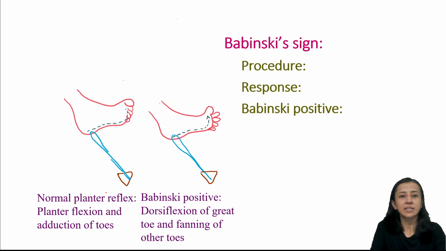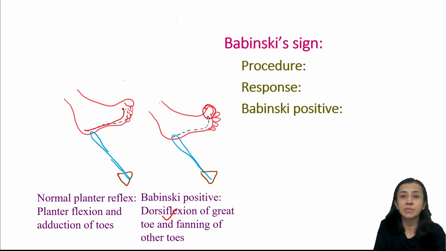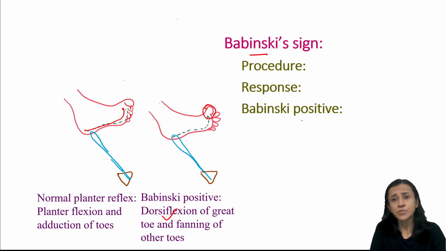As we have discussed the normal plantar reflex, when you give a stroke with the pointed end of the hammer, starting from the sole to the toes, the normal response is plantar flexion and adduction of all the toes. That is the normal plantar reflex. And what is Babinski sign? The same thing you have to perform, and the response would be dorsiflexion. Either the whole foot gets dorsiflexed or dorsiflexion of the great toe, at least it should be, and fanning of all the toes. That is Babinski positive.